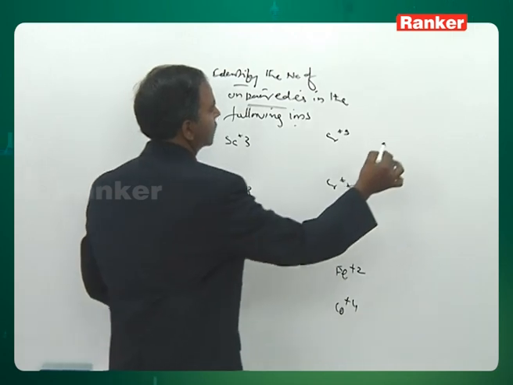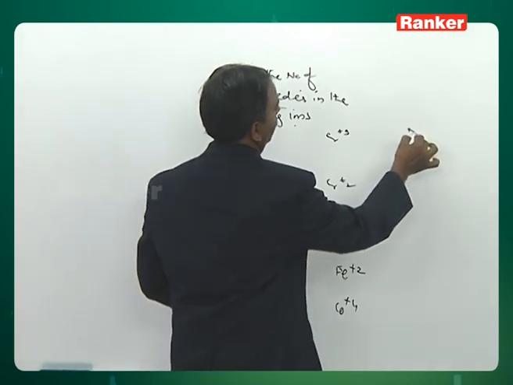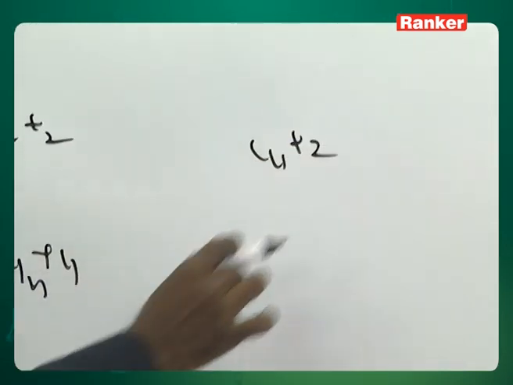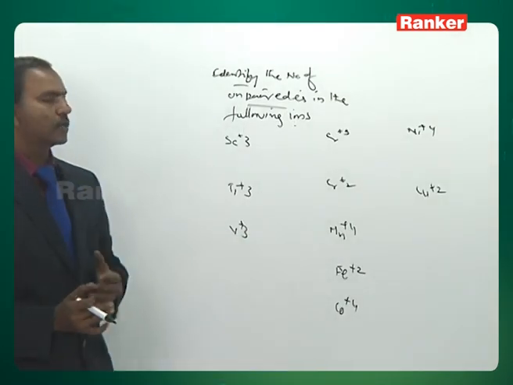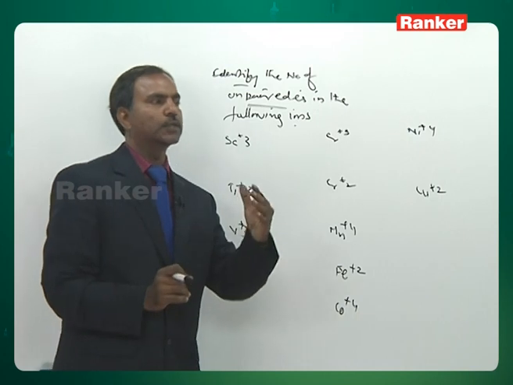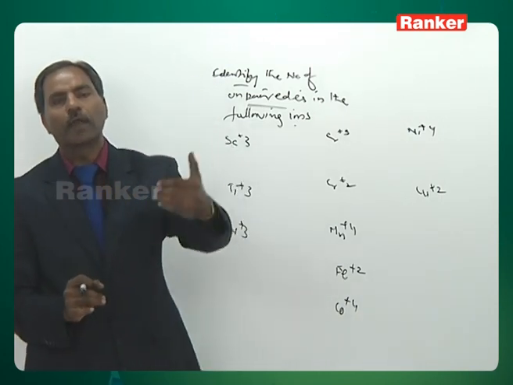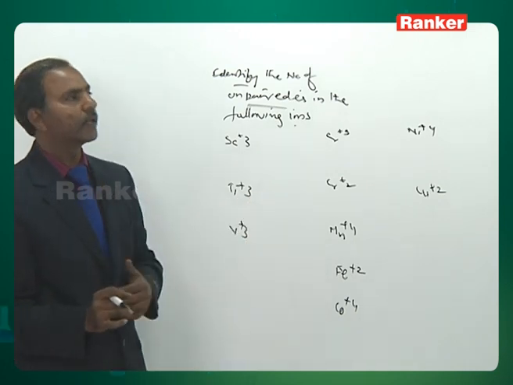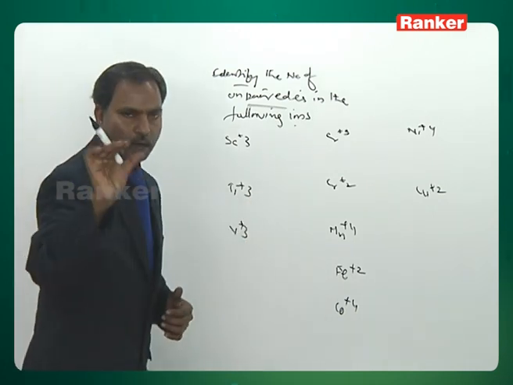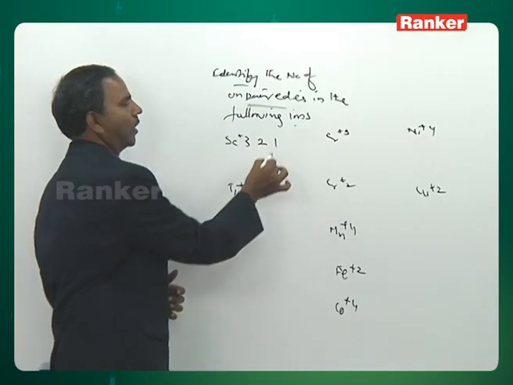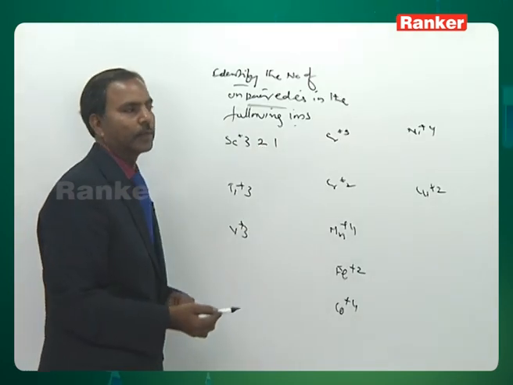Let me give some more ions. Let us consider nickel plus 4, and let me say copper plus 2. Such types of ions are given in the examination. They will ask you the number of unpaired electrons in the following ions. Whenever a metal ion is given, first take its atomic number. You know well, scandium's atomic number is what?